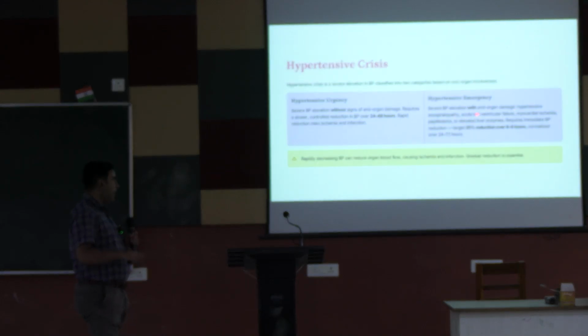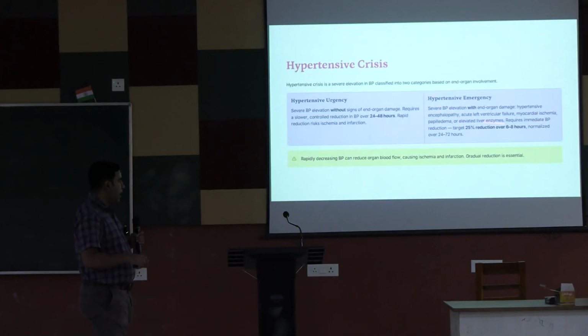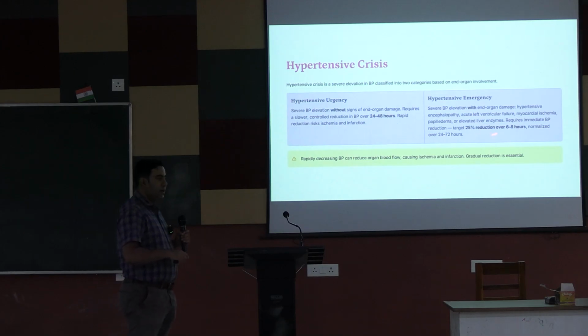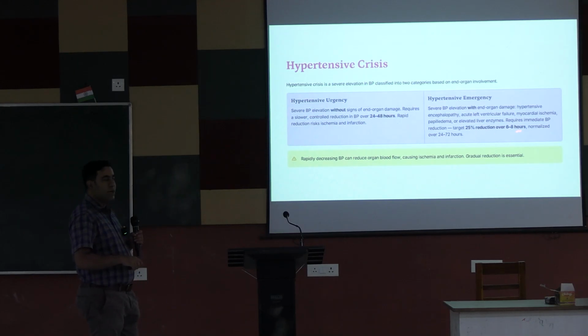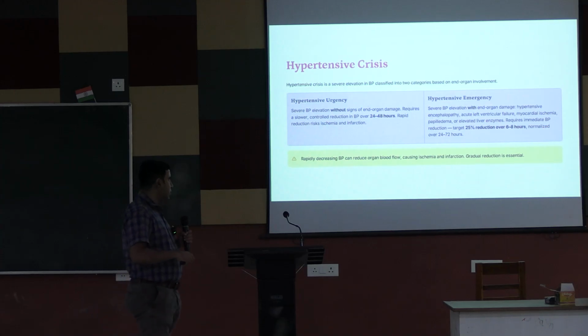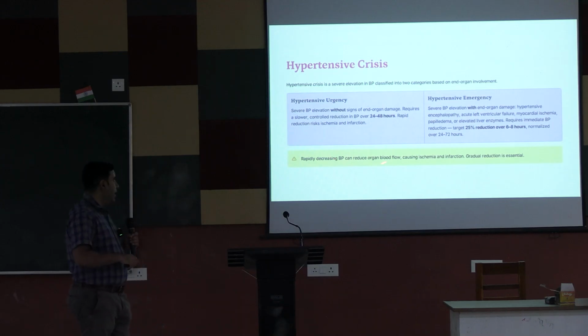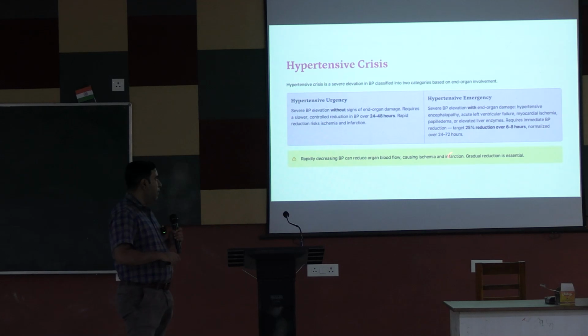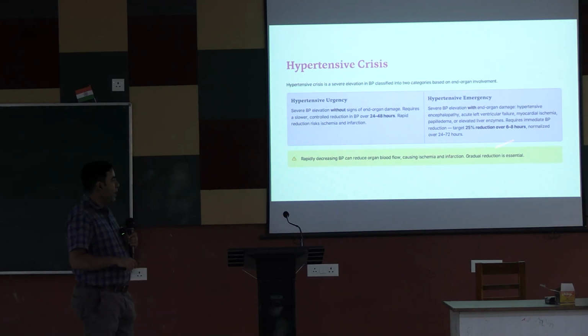Hypertensive encephalopathy, acute left ventricular failure, myocardial ischemia, papilledema, elevated liver enzymes, and in this case it requires immediate BP reduction. That is, targeted BP reduction is 25% reduction over 6 to 8 hours because there is end organ damage. So immediately আমাদের action করতে হবে. Rapidly decreasing BP can reduce organ blood flow, causing ischemia and infarction. So we have to gradually reduce the BP.